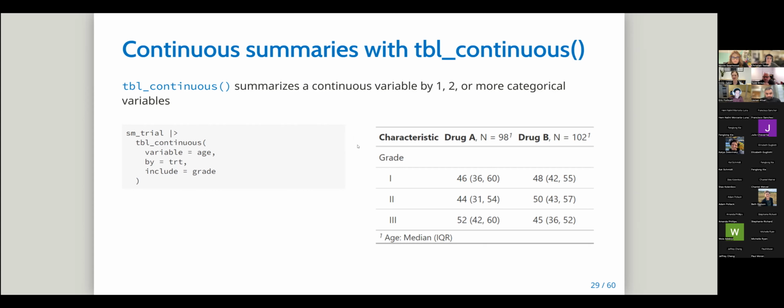And so what I get from this is I have the grade on the rows, and on the columns I have the treatment group, and now in the body of the table I have the values for age, in the default of the median and IQR. So I can see that for patients who were grade 1 and got drug A, they had a median age of 46 with an IQR of 36 to 60.